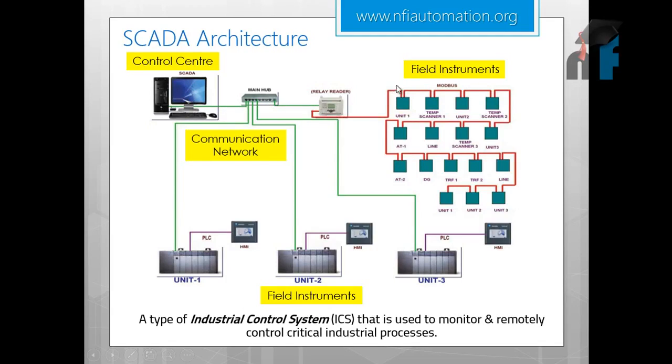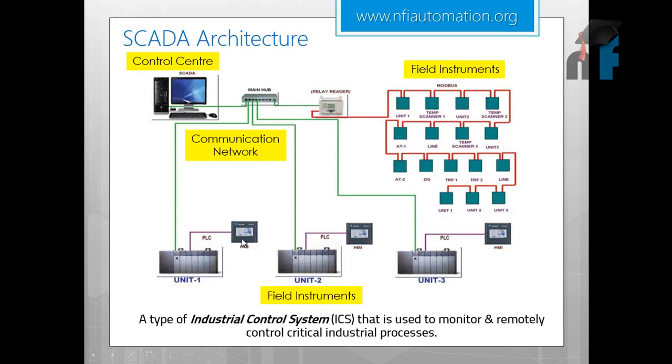Now this PLC is connected to various field instruments. This could be your temperature scanner or any of the sensors or actuators, various analog or digital. These are connected to your CPU, your PLC. And the PLC is connected to your computer via the main hub. So this PC has a SCADA software inside which can interact with these field instruments via a PLC and this communication network. In this case it's Ethernet, and this computer is also connected to various other PLCs, unit 1, unit 2, unit 3. It could be multiple units, based on this main hub.